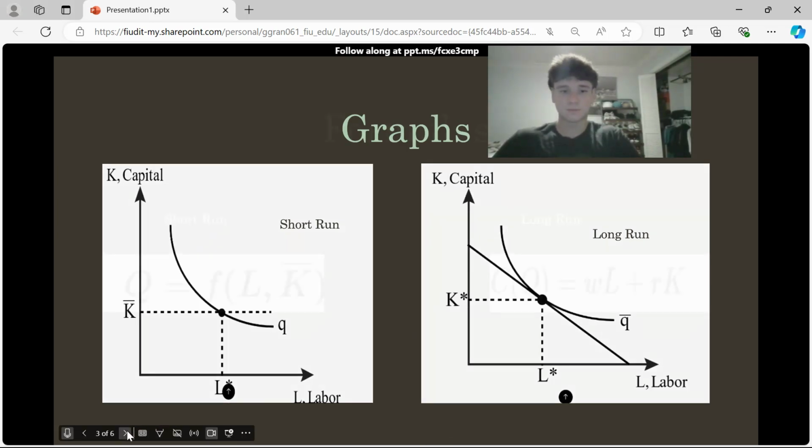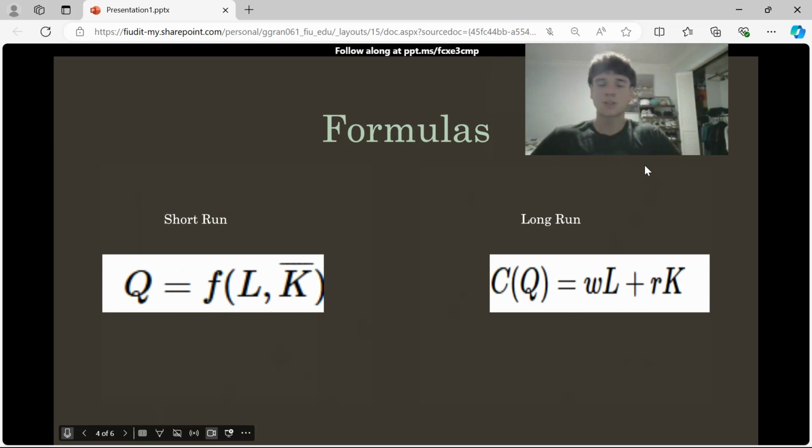Moving forward, I have a couple formulas which relate directly with both graphs. I have my short run graph and my long run graph. My short run graph is showing that the only thing that can be changed is the amount of labor that's put in. In the short run, only labor can be changed, and this is reflected in this formula. In the long run, we can see that both labor and capital could be changed, as we talked about in the graphs. So the formulas are a reflection of the graphs which are presented.